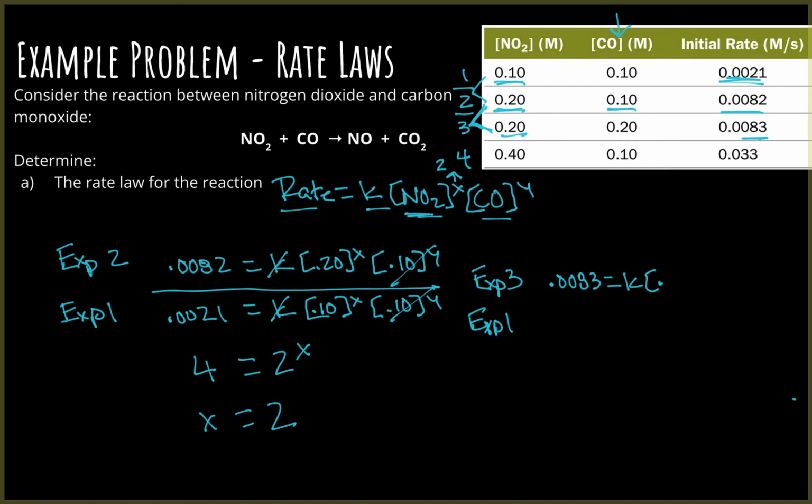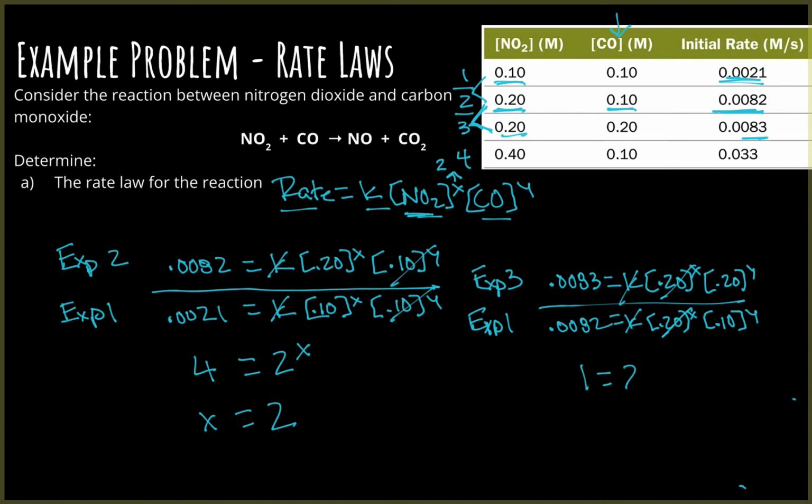So 0.20 to the X, 0.20 to the Y, over 0.0082, and again, this is coming from experiment 2, equals K, 0.20 to the X, 0.10 to the Y. So same thing happens here. The K's cancel. The X's cancel this time. So now I'm left with 1 equals 2 to the Y. And for an exponent to make something equal to 1, we know Y has to be 0.